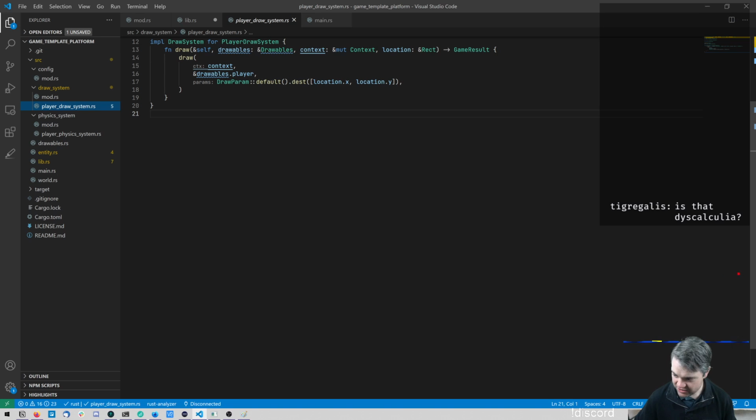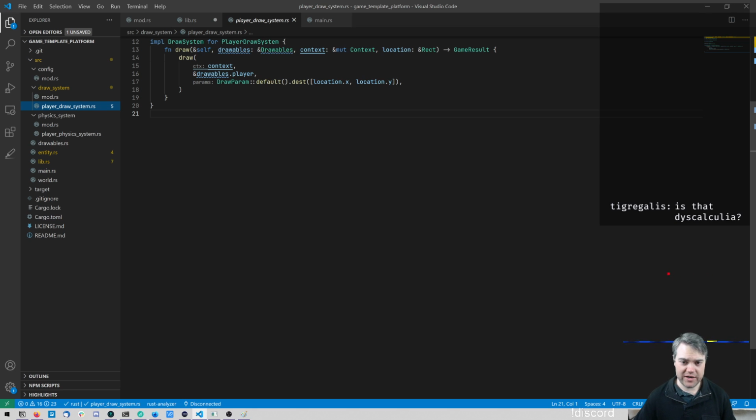Is that dyscalculia? I don't know what dyscalculia is specifically. My dyslexia is more than just math. I get directions wrong too, like left and right. I will take left turns when I meant to take right turns when I'm driving, things like that. So it's not purely just numbers, but I don't really know what dyscalculia is off the top of my head.